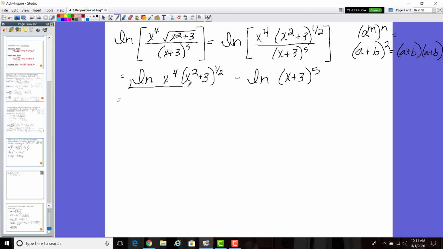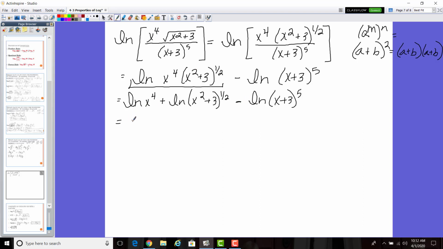But in this log, we are going to expand the product. So natural log of x to the fourth is going to add to another natural log of x squared plus 3 to the 1/2. Now you may be asking, do I need parentheses? The answer here is no, because it's on the top, which means there's a plus sign in front of it. Parentheses aren't going to change the value of these 2 logs. Minus the natural log of x plus 3 to the 5th. Now I have 3 new logs, 2 that represent the product in the top, 1 that represents my denominator.